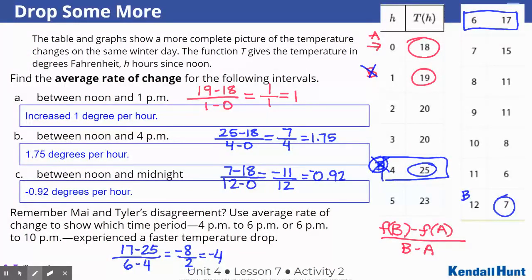And then from 6 to 10, we would have had 8 minus 17 divided by 10 minus 6. So 8 minus 17 would have given us negative 9, and 10 minus 6 is 4. And so we would have had negative 2.25. And you could argue that the temperature was dropping faster between 4 and 6 because it changed 4 degrees per hour as opposed to 10 to 6 where it only changed 2.25 per hour.